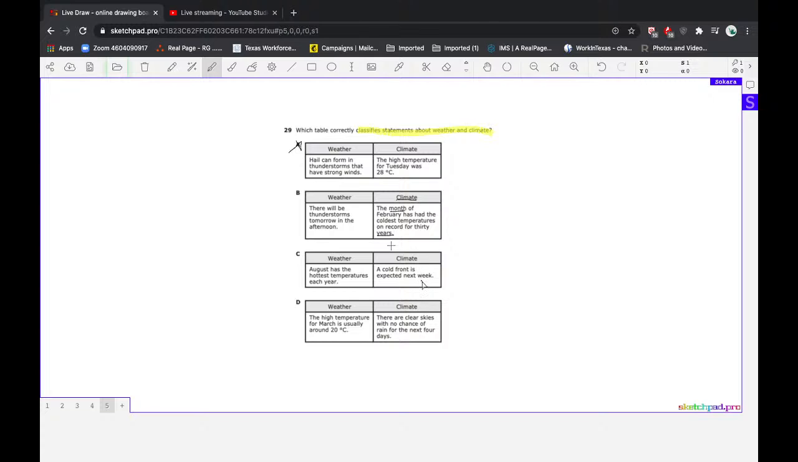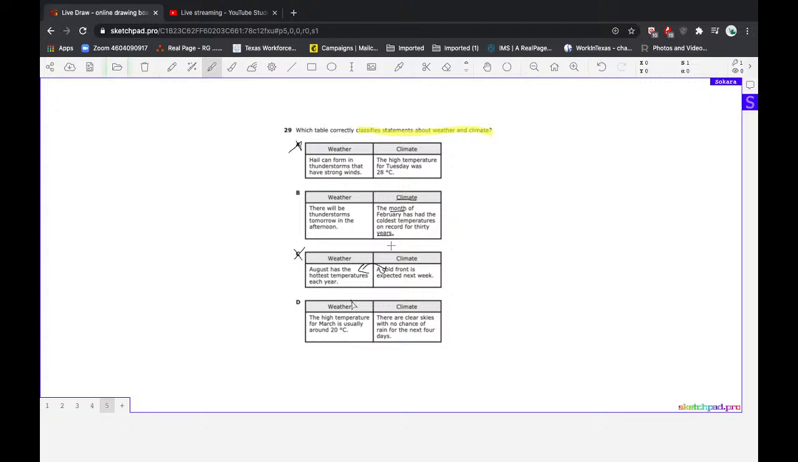Well, it looks like here these are reversed, because this one is stating a cold front is expected to happen next week. That's the weather for next week. And then this one is saying August has the hottest temperatures, generalizing it in the month of August. So they're actually switched. C is incorrect.